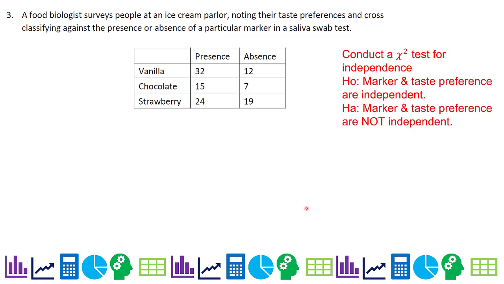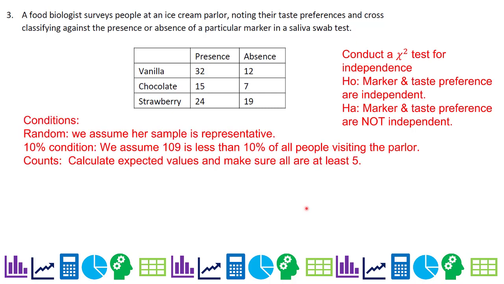There's a relationship. For conditions, we have to check random. Now, in this case, they're just having us do it, but I'm checking conditions just so you can see some extra examples of checking conditions. In this case, she did not say that her sample was random, so we have to assume her sample is representative. All right? 10% condition. We assume 109, that's the total when I add those all up, is less than 10% of all people visiting the parlor. And then calculate expected values and make sure all are at least 5.